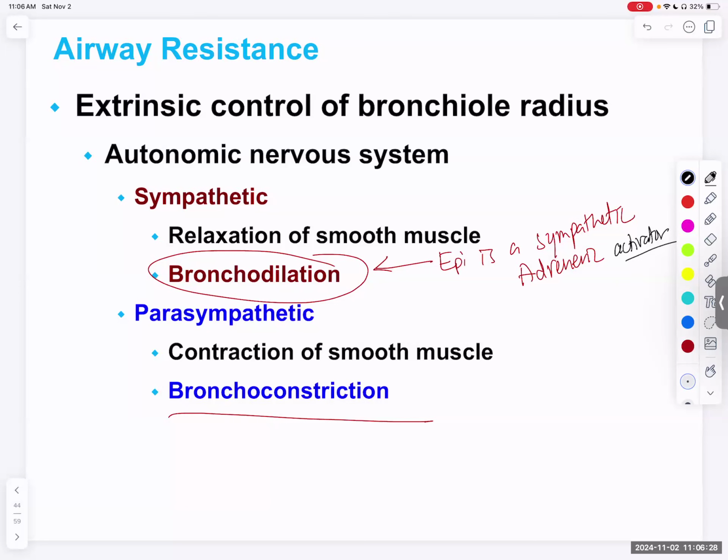That's right. If someone's having an asthma attack or anaphylactic shock, they're allergic to something and they're having trouble breathing, it's because they're bronchoconstricting. You give them epinephrine, causes bronchodilation, also causes an increase in heart rate and increase in blood pressure because it's sympathetic activator.